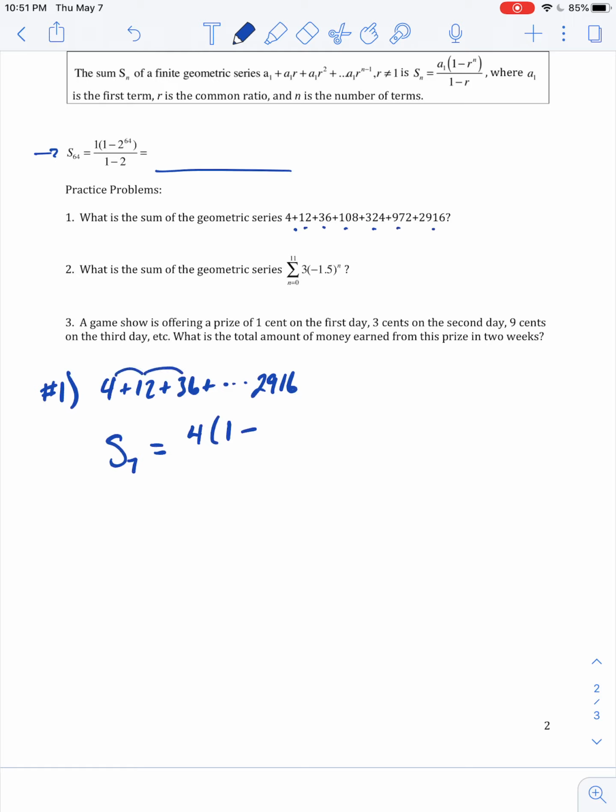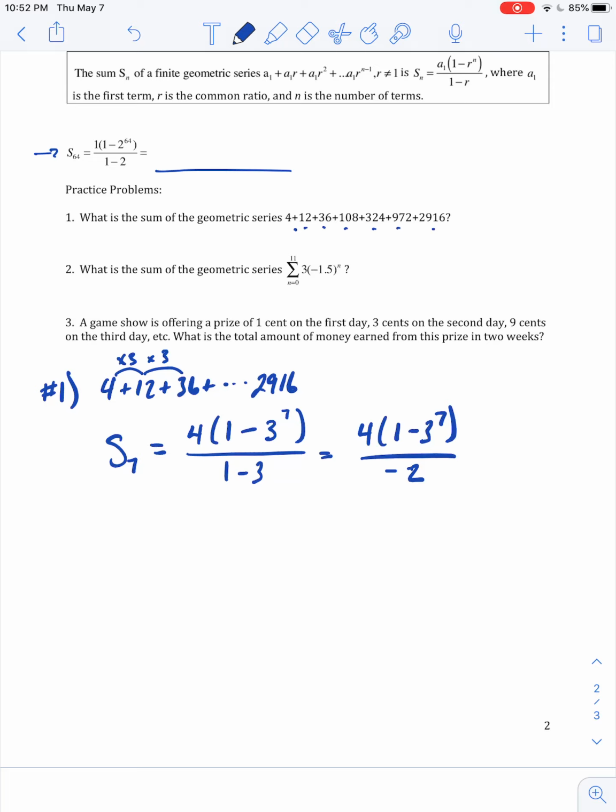So what is r in this case? I'm multiplying every time by 3, right? So r is 3. So 1 minus 3 to the 7th, all over 1 minus 3. I would say that the number one mistake that people make with the geometric series formula is messing up when they're typing it into their calculator, right? So this is 4 times 1 minus 3 to the 7th, all over negative 2.